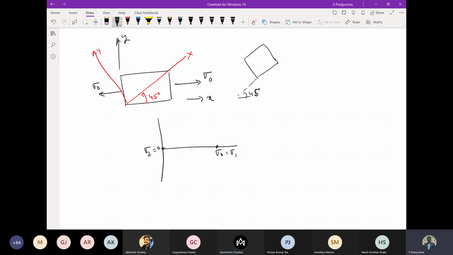Yes, sir. When a bar is subjected to uniaxial tension or compression, they are the principal stresses because you are not applying any shear stress, right? Therefore, that line itself is a principal direction. So I can draw this Mohr circle. The center will be at sigma naught by 2 comma 0 and the radius is also equal to sigma naught by 2.